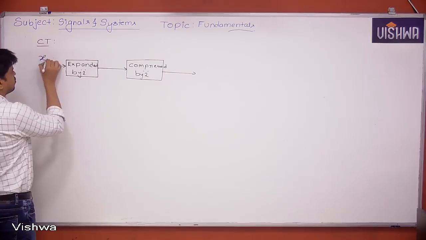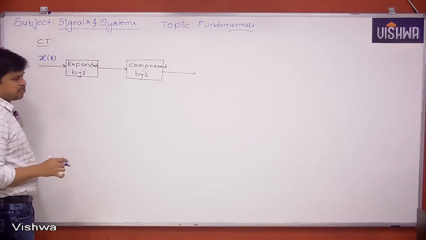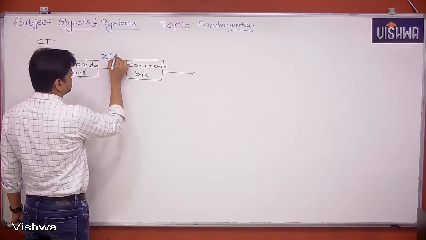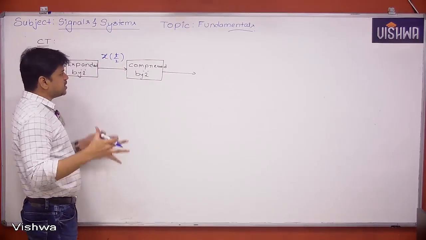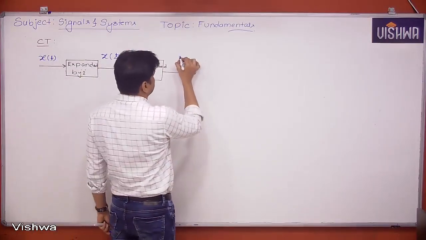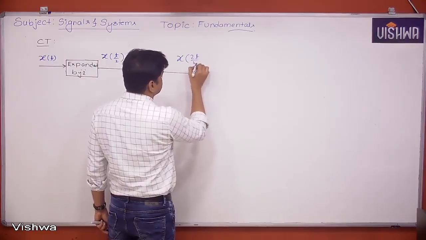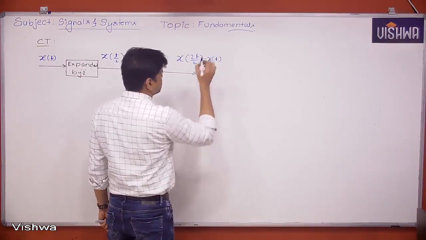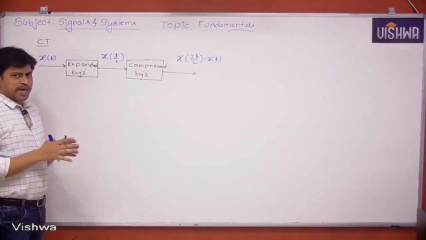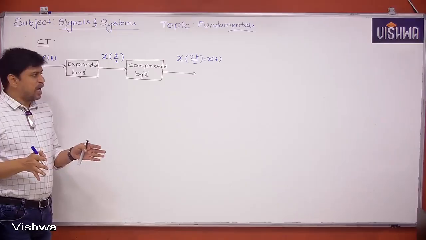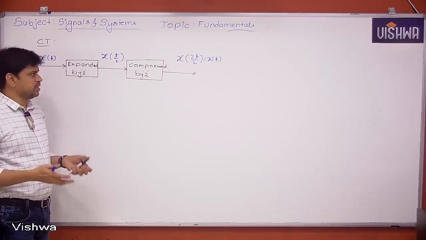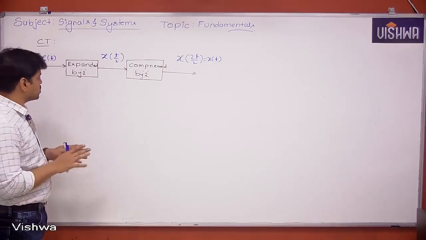If a signal x of t is given, because I am considering a continuous time signal, if it is expanded by 2, then what are we going to get? X of t by 2. Again it is compressed by 2. If it is compressed by 2, t has to be replaced with 2t. Then x of 2t by 2, which is nothing but x of t. No doubt. So that means if you first expand the given continuous time signal and compress the signal by the same factor, you are going to get the same signal. You are not going to lose anything here.